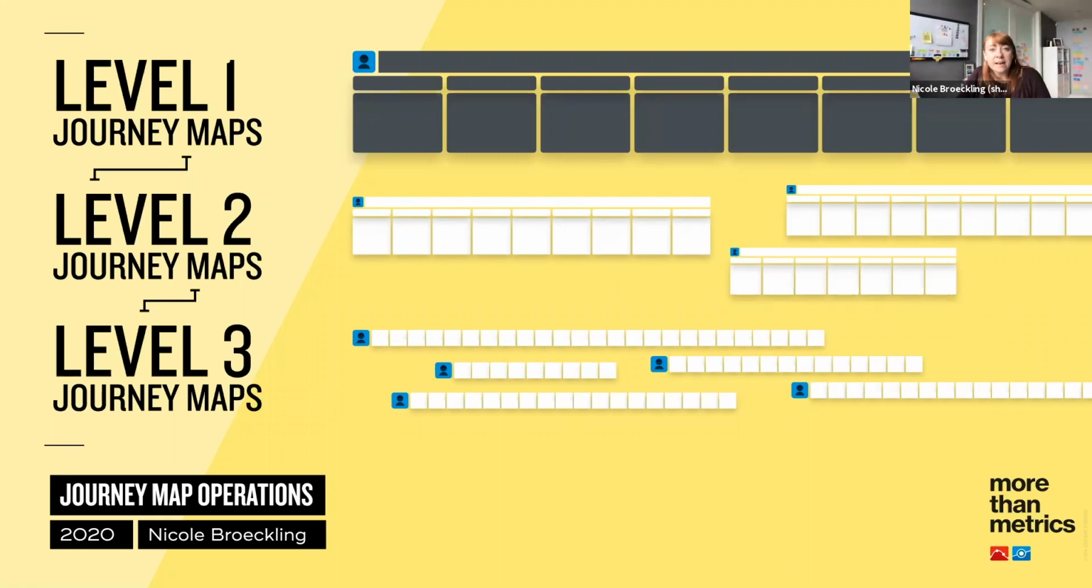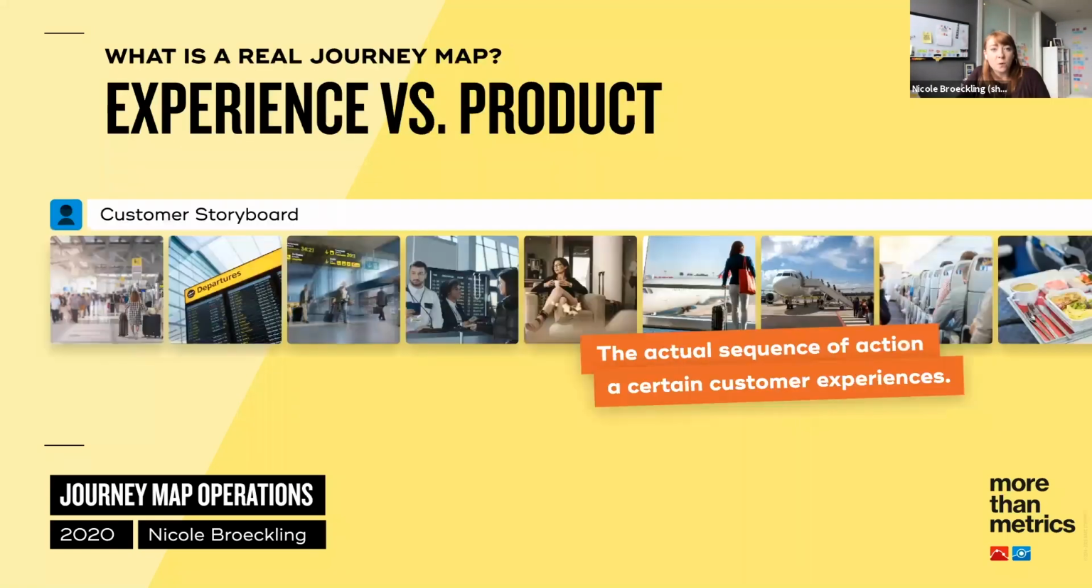The other thing that I like to talk about before we get deeper into this is an experience map, or an experience focused journey map versus a product focused journey map. And so when we think about what a journey map should be, it really should be the actual sequence of action that a certain customer experiences. So it needs to be like in the context of their real life.